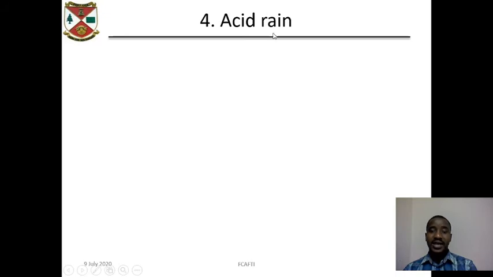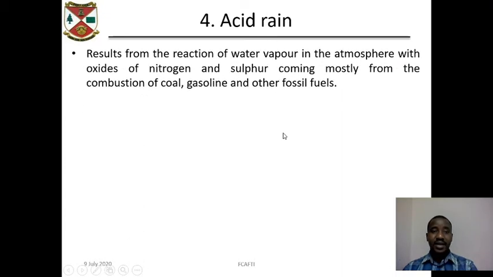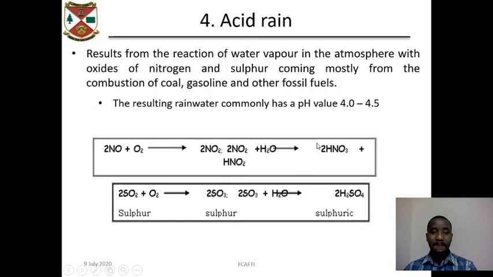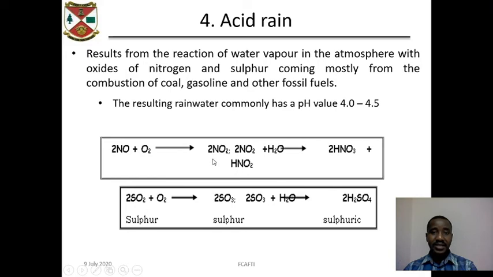The fourth one is acid rain. This results from the reaction of water vapor in the atmosphere with oxides of nitrogen and sulfur, coming mostly from the combustion of coal, gasoline, and other fossil fuels. Okay, the resulting rainwater commonly has a pH that ranges from 4 to 4.5. Okay, and this is the chemical reaction.